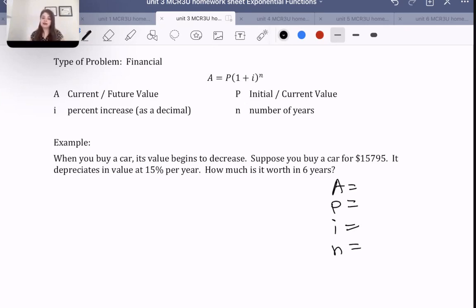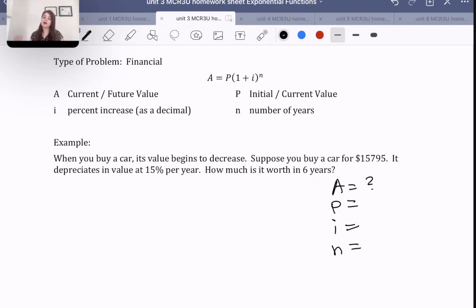So what's A, first of all? Well, it says you buy a car today for $15,795. So how much is it worth in 6 years? That means current value is $15,795 and we're looking for future value. So actually A, we do not know. A is going to be our future value in this case, and that's the question we're trying to answer. That's what we're trying to figure out, is what is A.